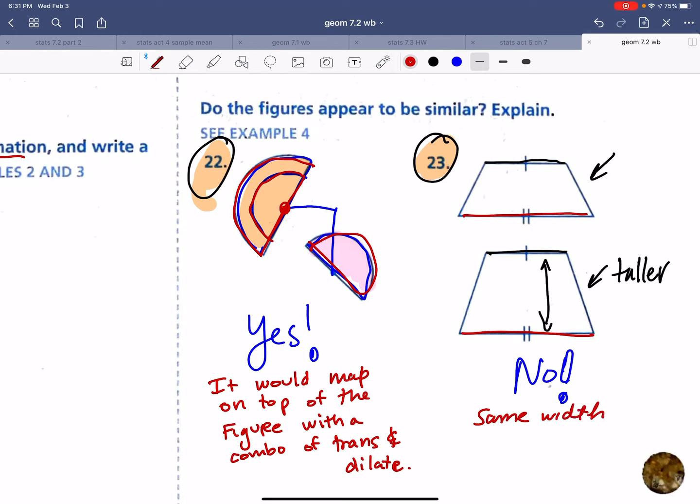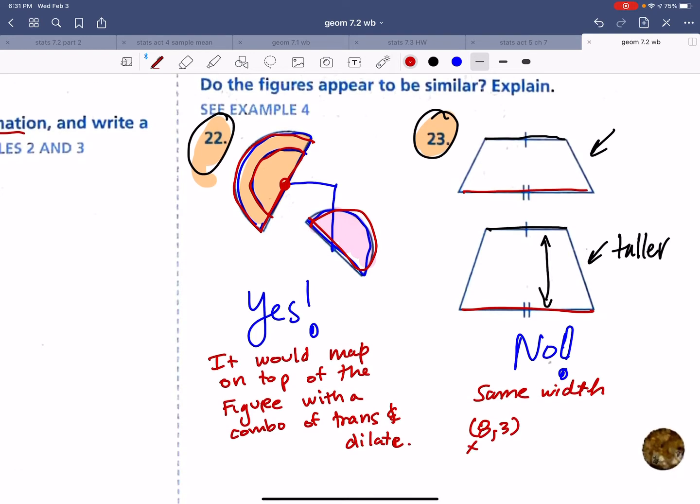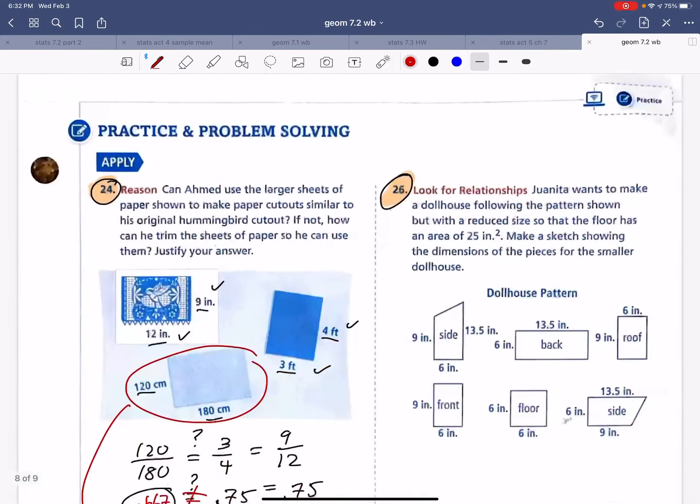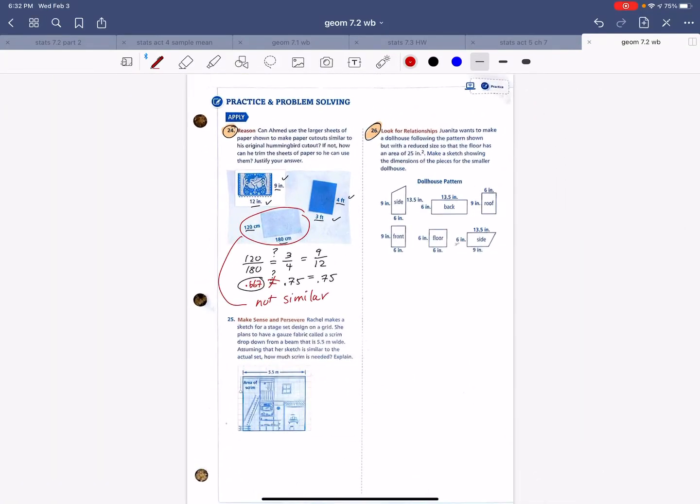So when we blow things up, notice with a coordinate, like when we took the coordinate 8, 3, when I dilate, notice I double both of my coordinates, 16 and 6, not just one of my coordinates. So they're the same width, but it got taller. Yeah, that doesn't work. Okay, let's take a look at 24 and 26.